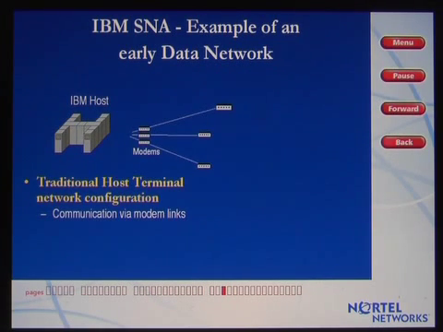The earliest wide area data networks were built using modems. In these networks, all communication was under the control of the central computer. System Network Architecture, SNA, from IBM, was the most prolific example of this type of network. These were used extensively by large financial, transportation, and industrial organizations from the 1970s, even up to the present day.